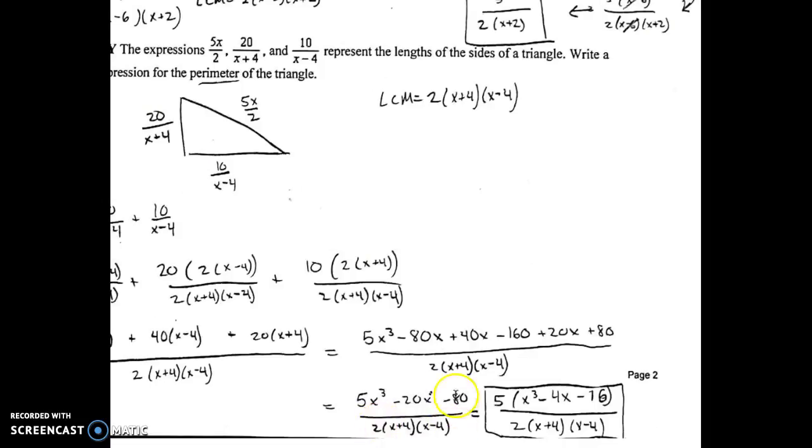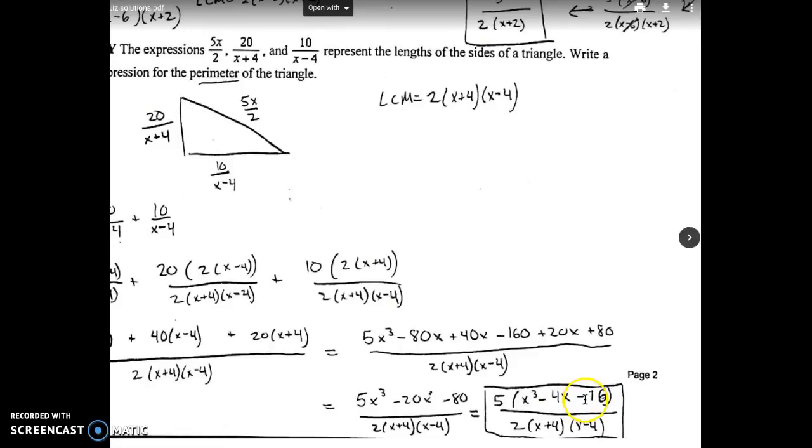So I have a pretty much simplified fraction right now, but I did notice that each of these terms in the numerator is divisible by 5, so I took the 5 out, and I was left with x cubed minus 4x minus 16, and it's over this common denominator that we found, and that's your final answer.